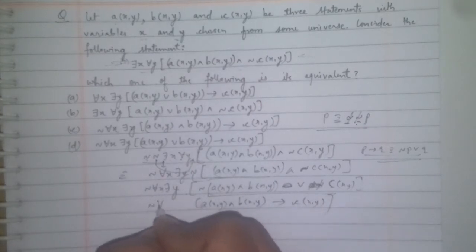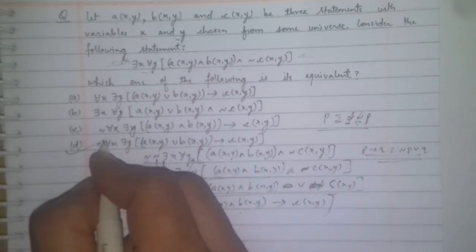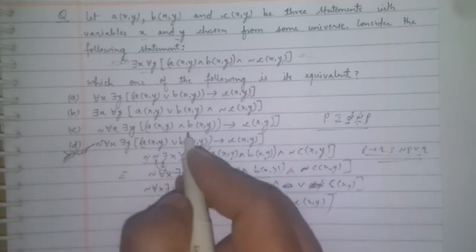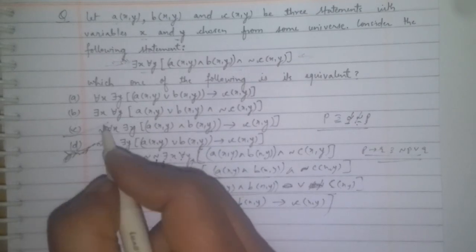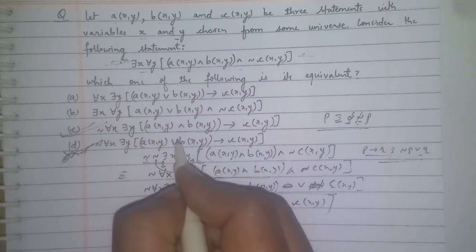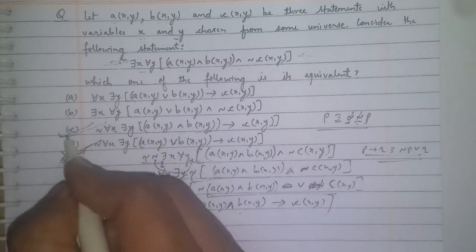If we look carefully at this point, it is similar to option D. I think not. Option C. Option C is correct because here it is or, and in the answer we have got and, here it is and, so option C is correct.